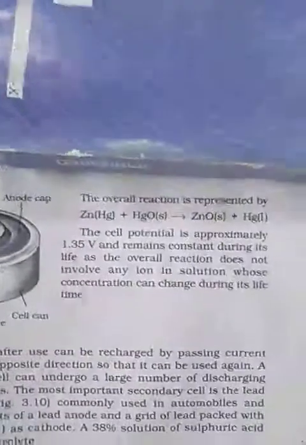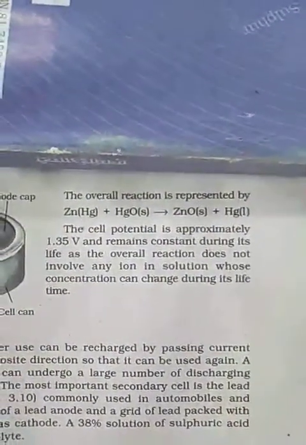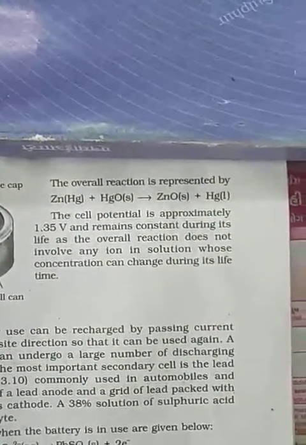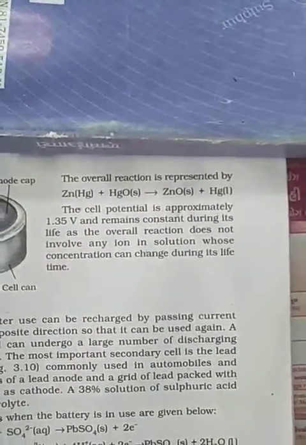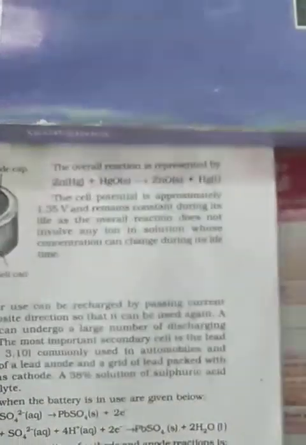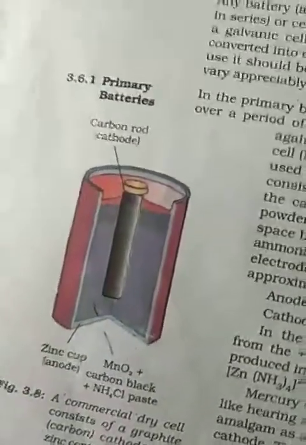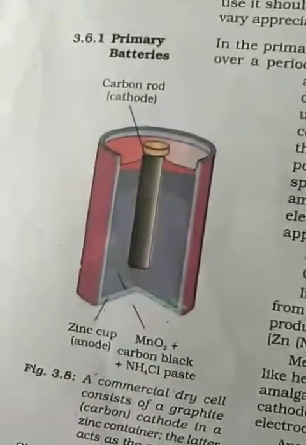The cell potential is 1.35 volt and remains constant during its life, as the overall reaction does not involve any ion in solution whose concentration can change during its lifetime. So our topic was batteries. I taught you primary batteries, and there you saw two types of batteries. In the next lecture I will teach you secondary batteries.